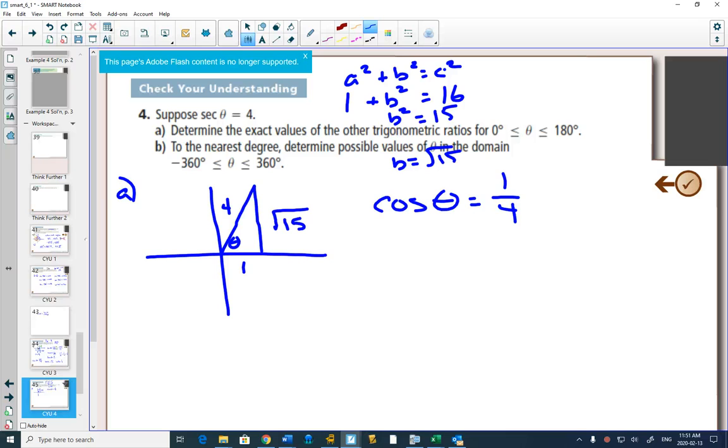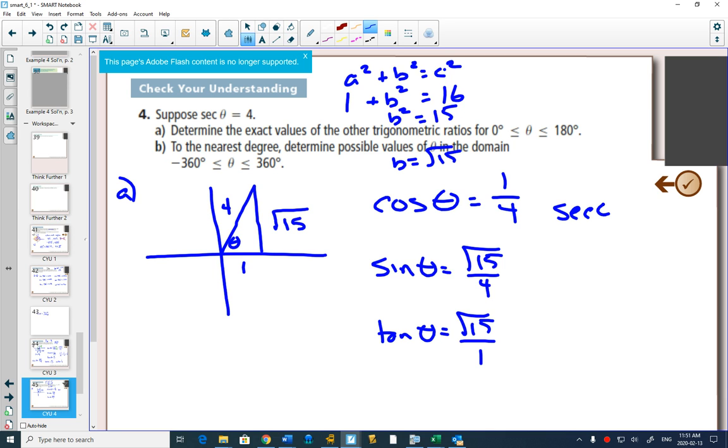So now that we have that, what are the other trig ratios? Well, sine of theta, opposite over hypotenuse, tan of theta, opposite over adjacent. The reciprocals, well, we already knew secant of theta. It was given to us to be 4. Cosecant of theta will be 4 over root 15, and cotangent of theta will be 1 over the square root of 15.